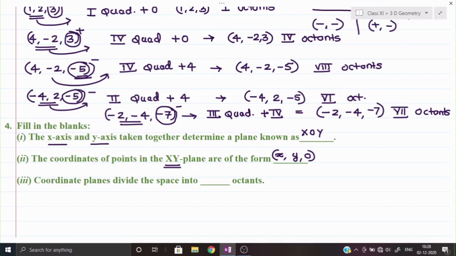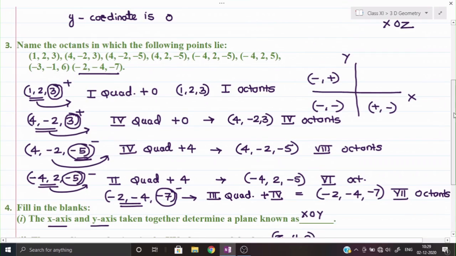And the last one: the coordinate planes divide the space into how many octants? It divides into 8 octants, as we have seen. So I hope this fundamental is clear to you. Moreover, we shall do it in exercise 12.2.